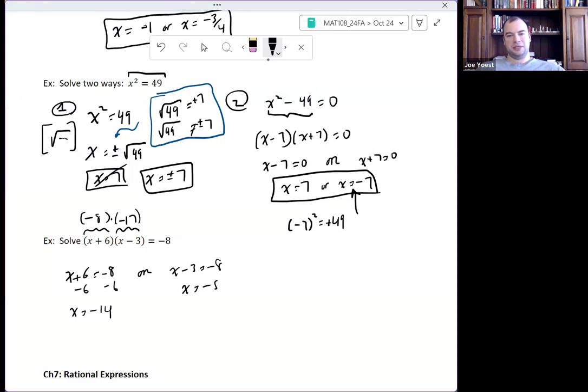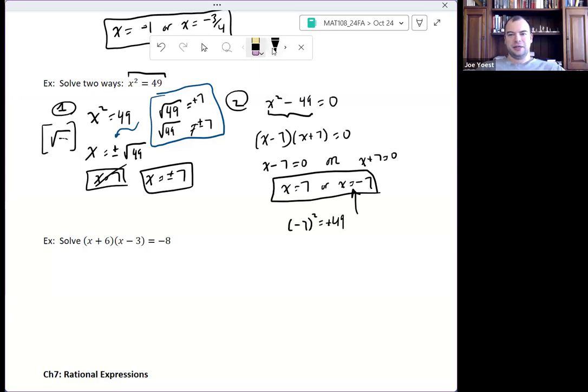And clearly negative 8 times negative 17 is not equal to negative 8. So we can't just go and apply a zero product property kind of idea anytime we want, because we don't have a 0 on the right-hand side. In other words, if a times b equals a number, we can't say either a is that number or b is that number, right? But we can only say that with 0 on the right-hand side.